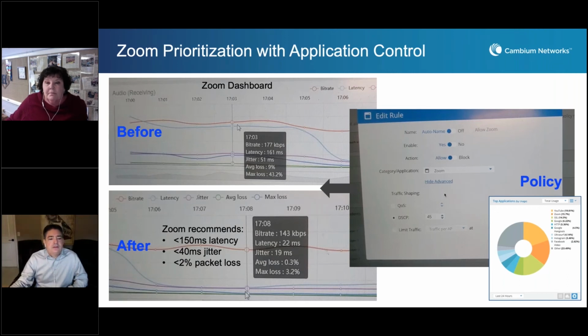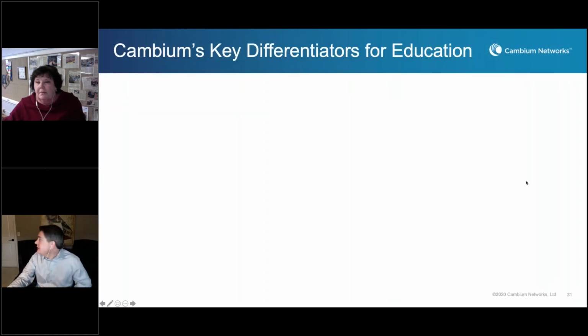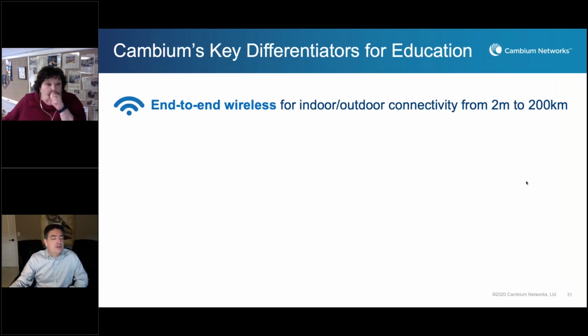All right. So the last section here, and then we'll get into some more questions. So please, again, enter your questions into the Q&A window here. I wanted to talk about some things that Cambium could bring to the table specifically for education to ensure you're able to deliver quality connections to your users.